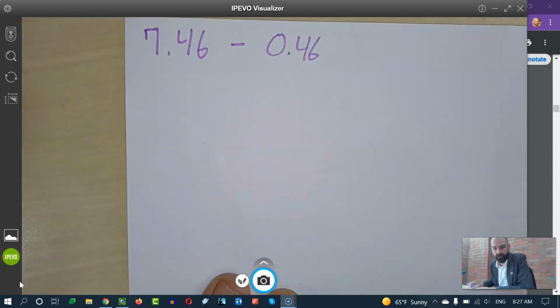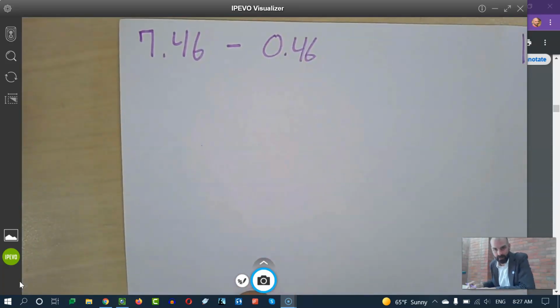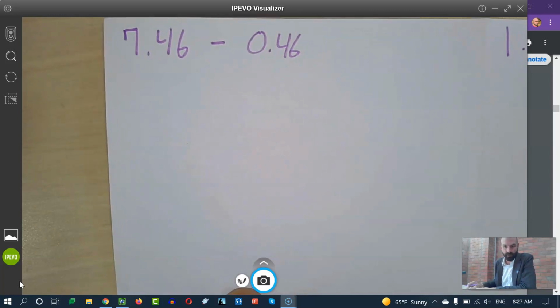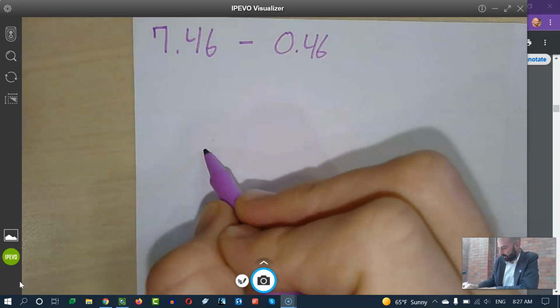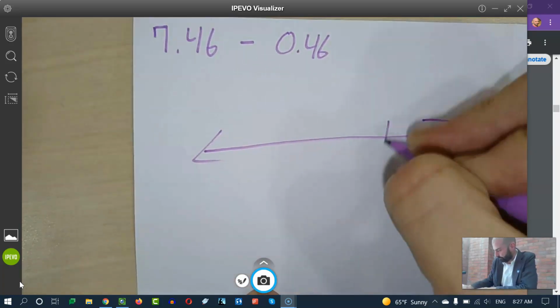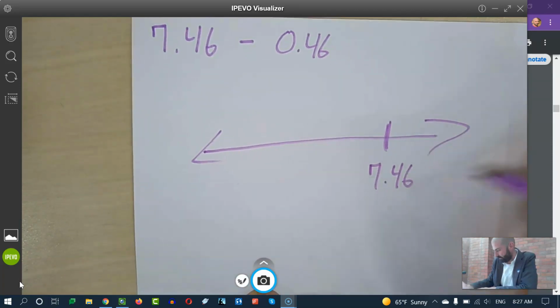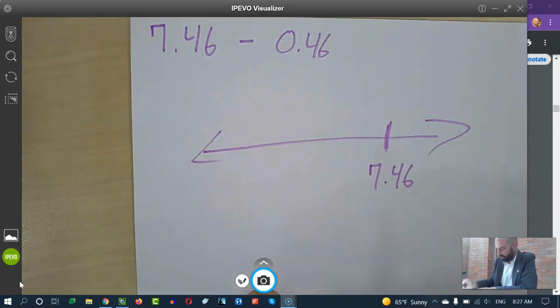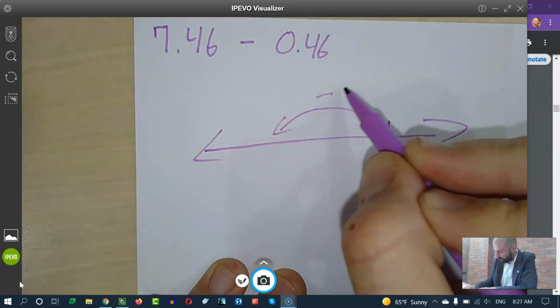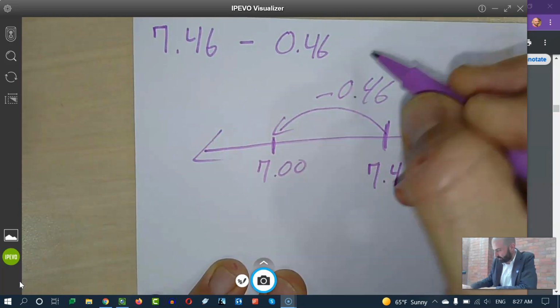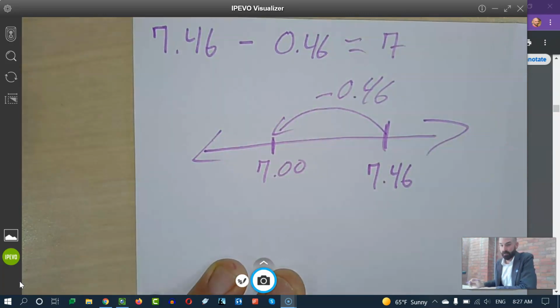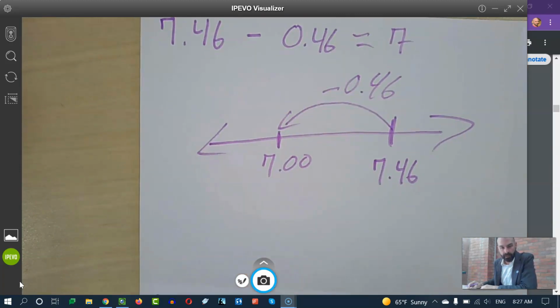We have 7 46 hundredths minus 46 hundredths. Again, think of it in money terms, $7.46 minus 46 cents. What do you got? All right. We have 7 46 hundredths here. I'm removing 46 hundredths to get to 7 even. So 7 46 hundredths minus 46 hundredths is 7. Let's see what's next.